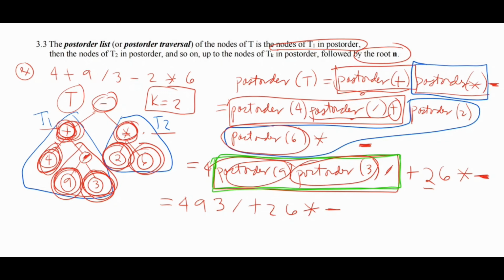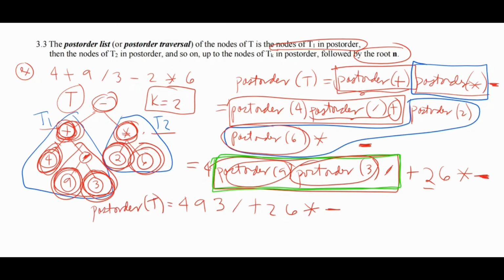subtraction. So notice that we don't have any recursive call to perform post order. So we have reached now the stopping case. And so the result here is the post order of the tree. So this is now your post order of T.